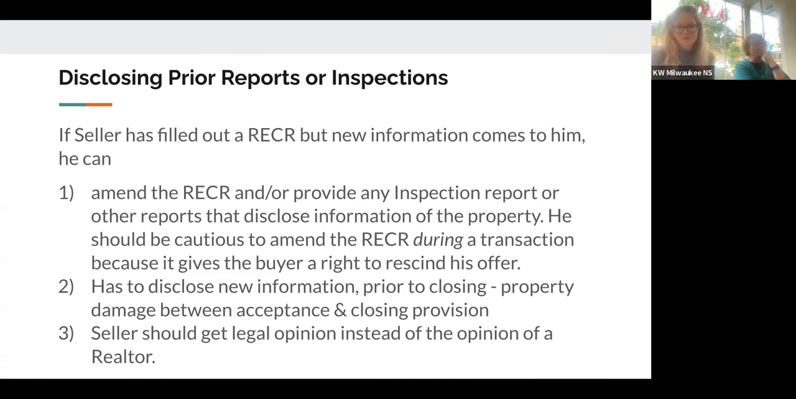If it's more than 5%, then it puts it in the buyer's court on whether or not they want to move forward. So the seller will disclose it's a major defect, and the buyer is asked, do you want to continue on knowing this?